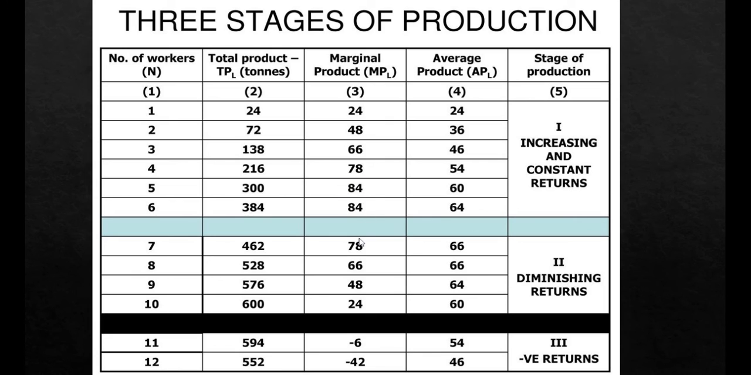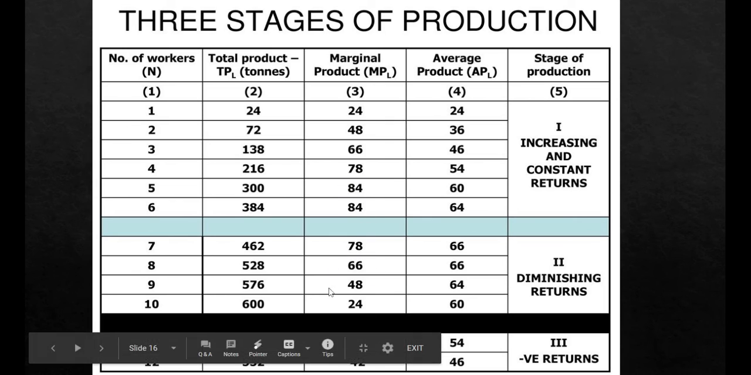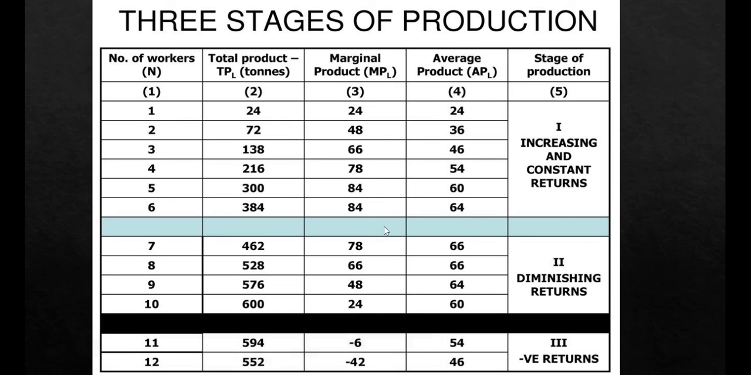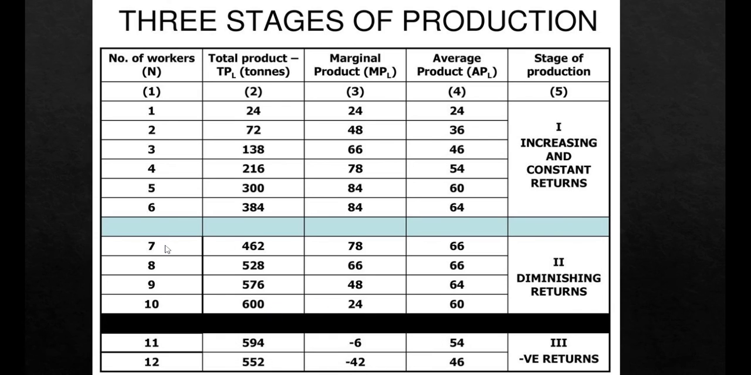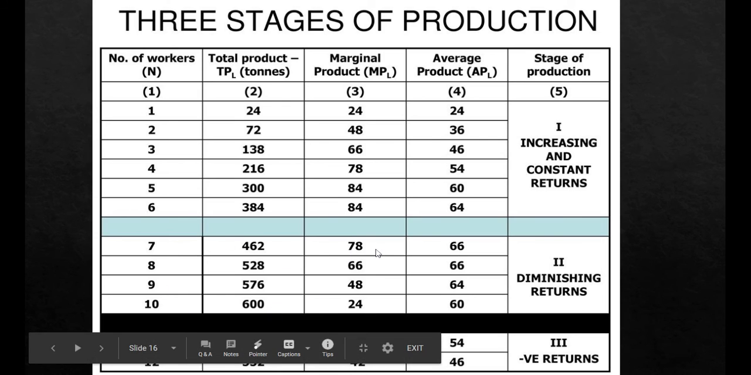So now that takes us into diminishing returns. So the marginal product is decreasing. But notice the total production is still going up. Total product is still going up, even though the marginal product is going down. So 7 through 10, these employees, they're all adding, right? They're adding 78, 66 products, 48 products, 24 products to the total.